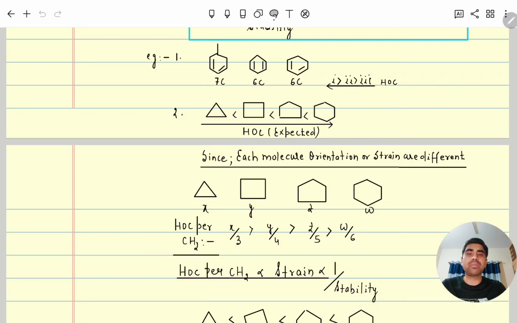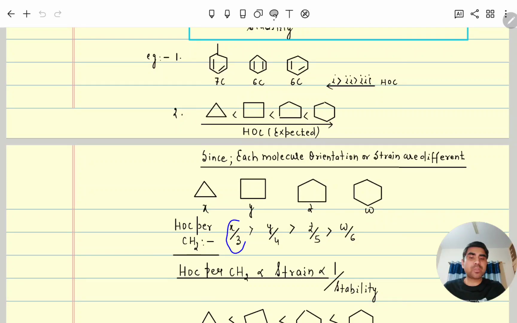So to make it strain free, let's suppose this one by complete combustion is giving energy x, this one is giving y, this one is giving z, and this is giving w. Here how many carbons? 3 carbon. So whatever amount of energy it releases by complete combustion, divided by 3, means now for 1 carbon the heat of combustion is strain free, shape free, orientation free.